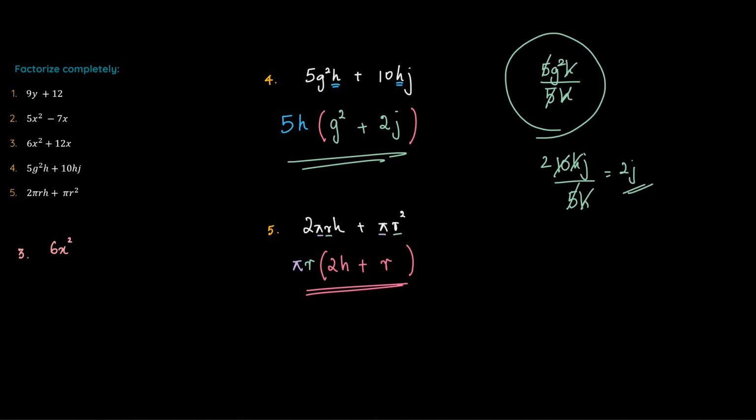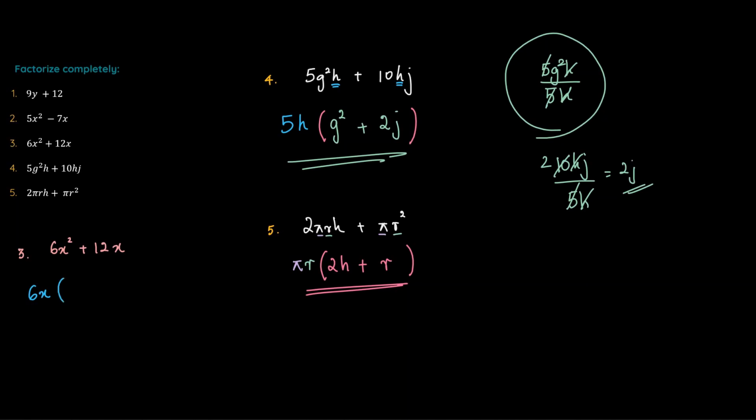6x squared plus 12x. So when we are factorizing this expression, we look into each term and figure out what's common in each term. If we look at the coefficients, we understand that 6 is common from the coefficients. So we take 6 out. And from the variable, we see x as a common variable. So we take x out common.